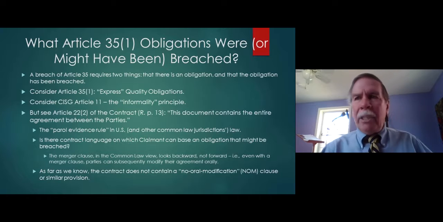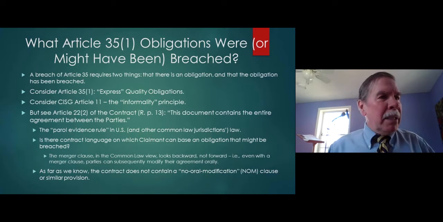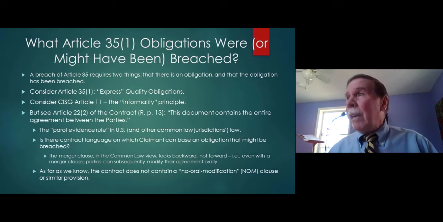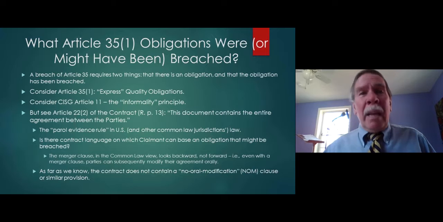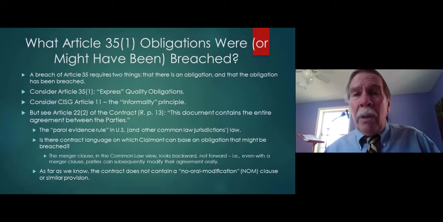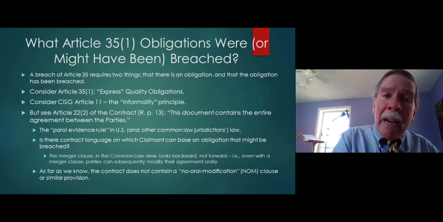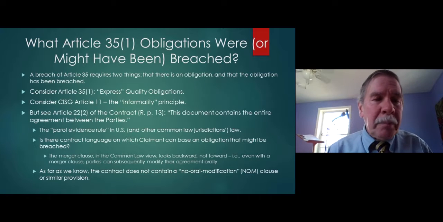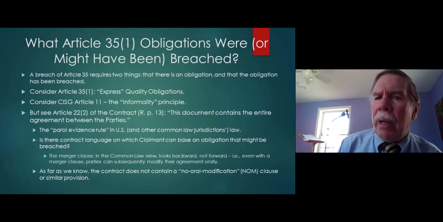So you've got to prove the obligation and then prove it was breached. It's not enough to prove there was an obligation if you don't prove that it was breached, and it's not enough to prove that there's something wrong with the goods unless that also breaches an obligation that arose under the contract. So let's talk about Article 35.1.